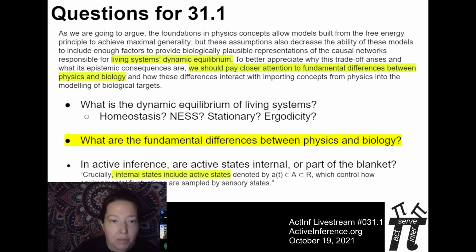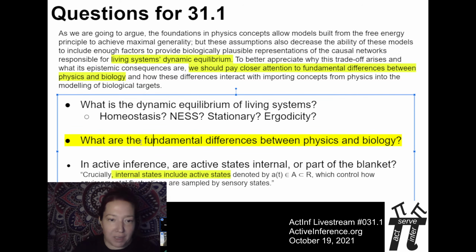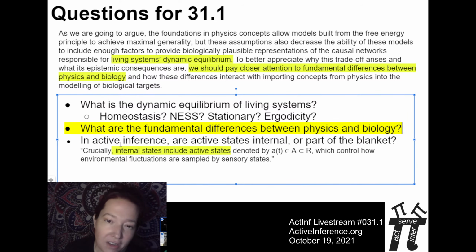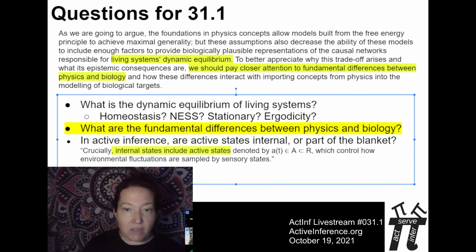The other part of the questions that I have for the authors are, in active inference, are the active states internal? Because they said internal states include active states, but I've always thought of active states and sensory states as part of the interface between internal and external states, as part of the Markov blanket.